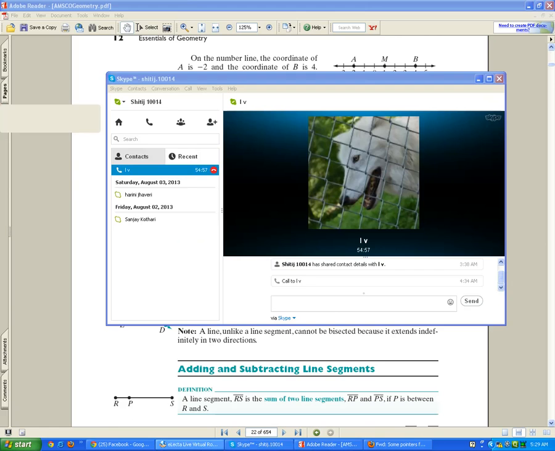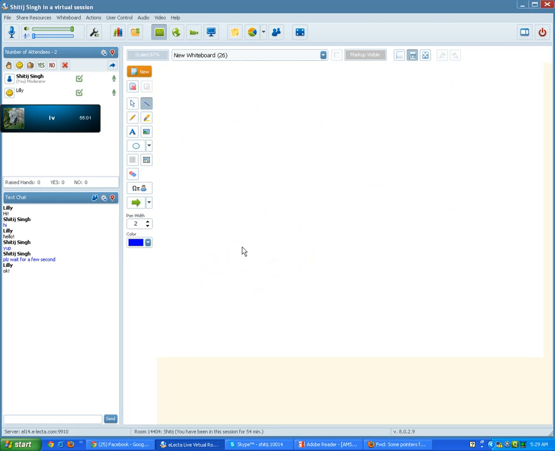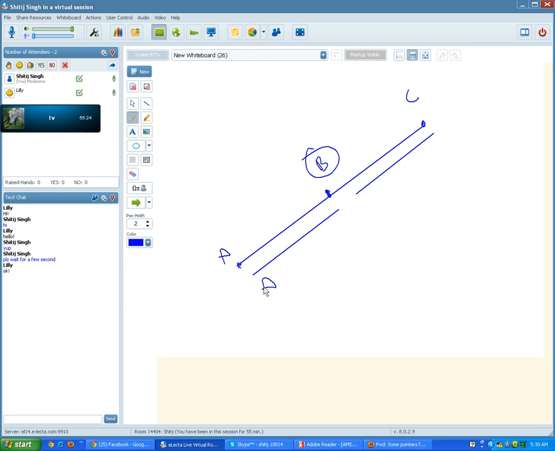It means if I draw a line and it has a midpoint, then it will divide the line into two segments that are exactly equal. They will make the two segments congruent, this and this both. If it is A, B, C, and B is the exact midpoint, then AB will be equal to BC.